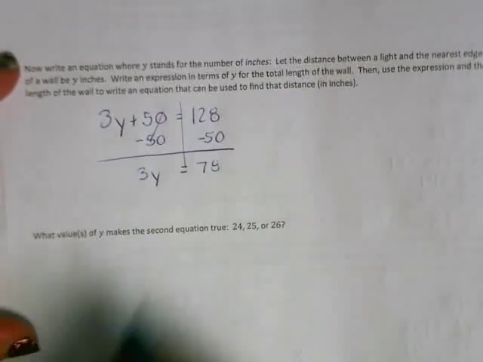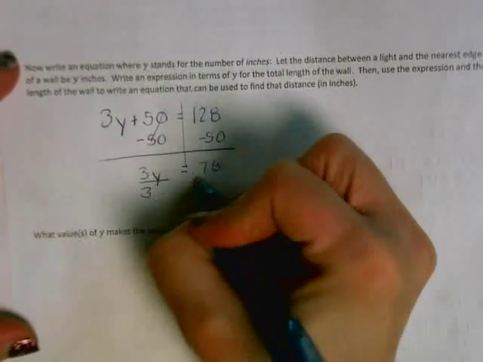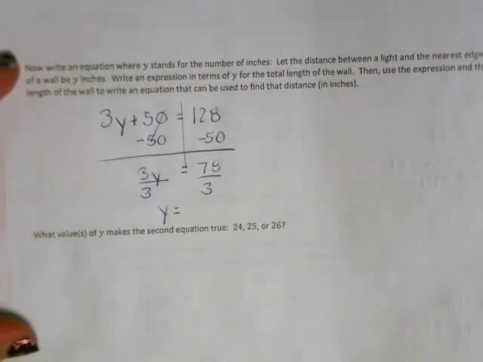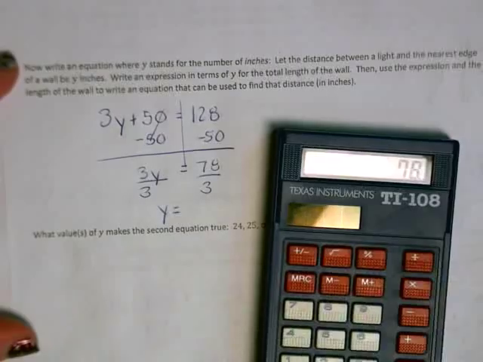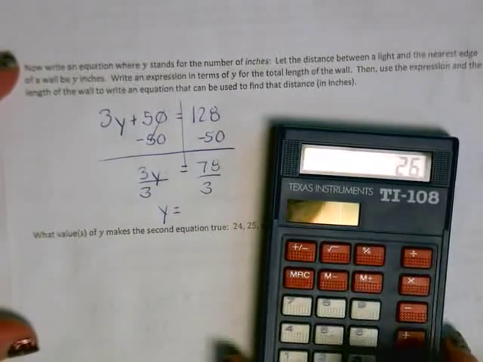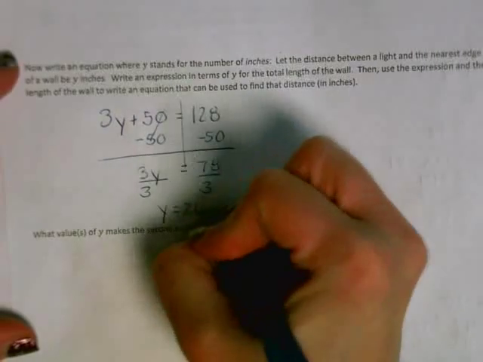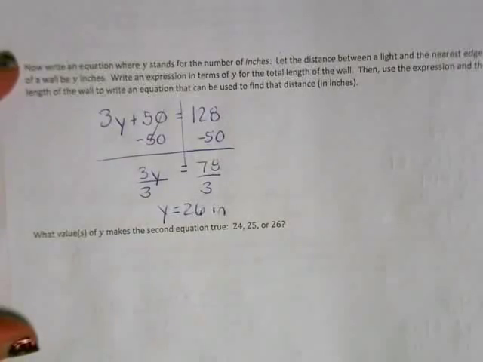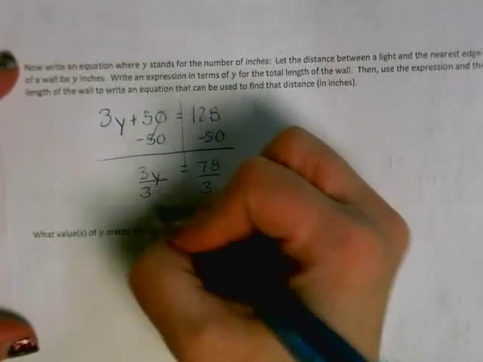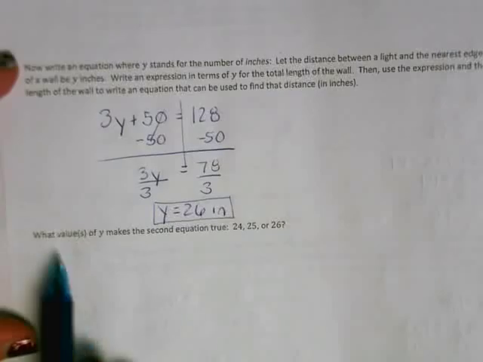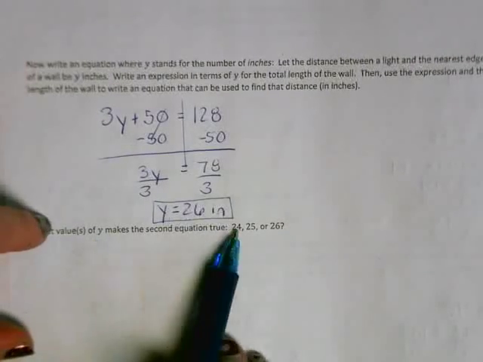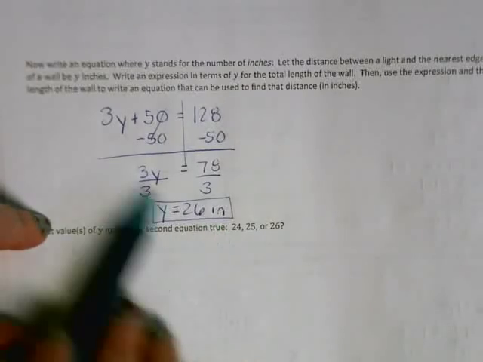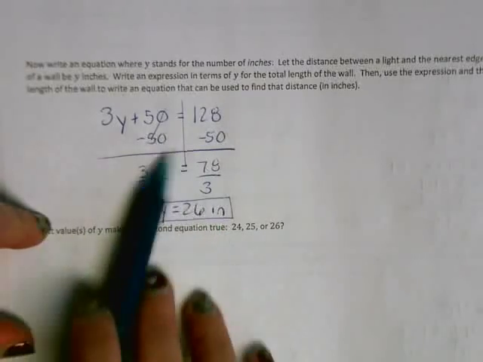To get rid of 3 times, divide both sides by 3, and you get, I don't have this one memorized. Sure, we could figure it out. 78 divided by 3 is going to be 26. So 26 inches for each of those in-between spots. All right. Let's just look at this last question related to this one. What values of y make this second equation true? Well, we just solved it. Right? We just went all the way down and solved it.